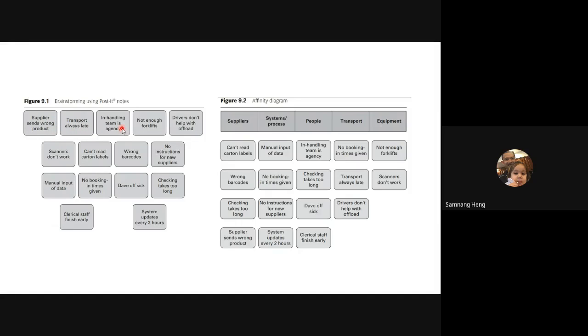Transport is always late. In the handling team, it's agency, not enough forklift, not enough equipment to do the work. Or maybe the school, one of the problems is what? Like small campus, they still charge money for motorbike, like 1,500 real. I don't know. The system is slow. Yeah, some kind like that. I mean, if they follow this model, they will take care of a lot of problems too.